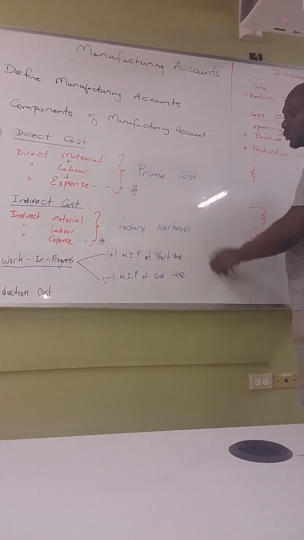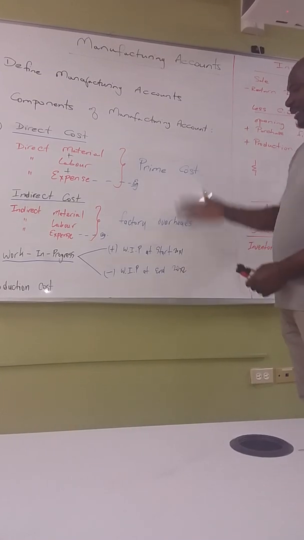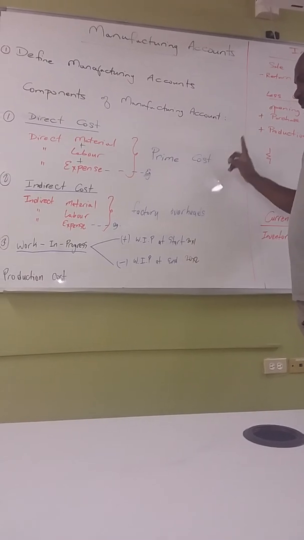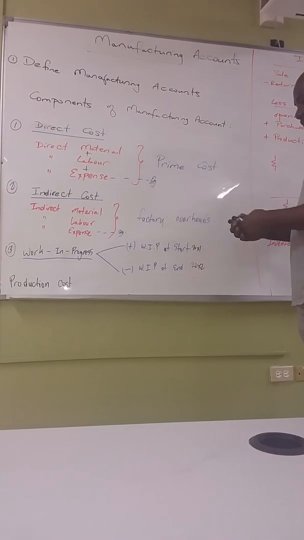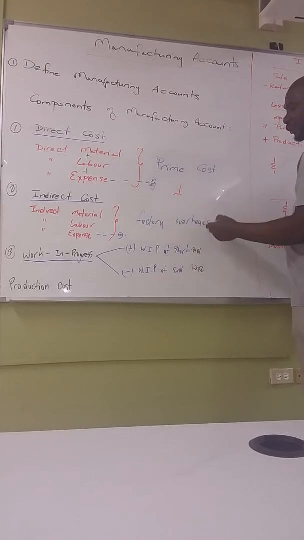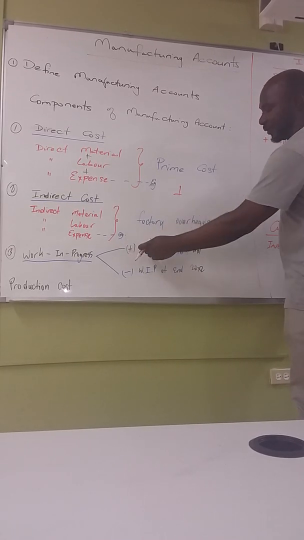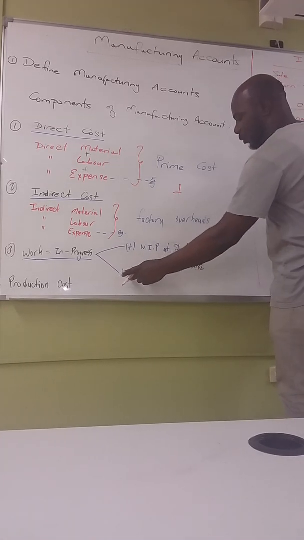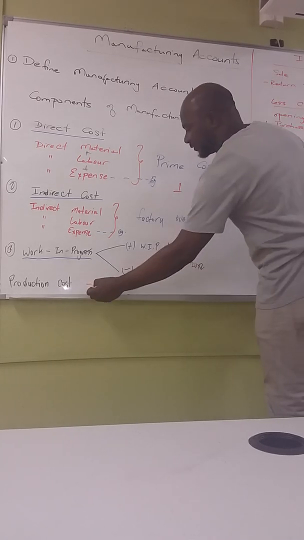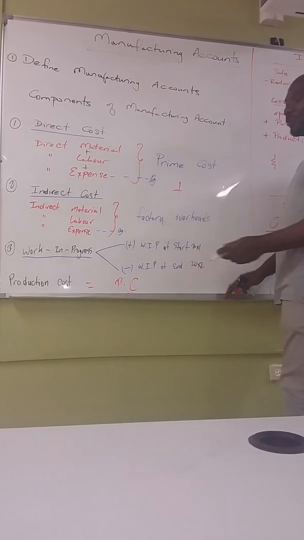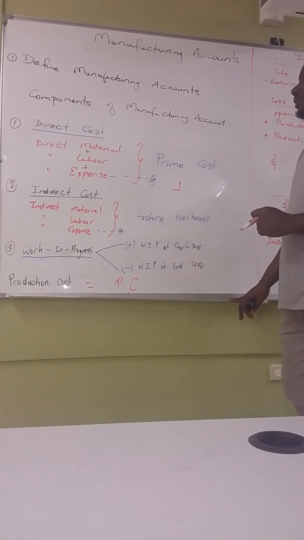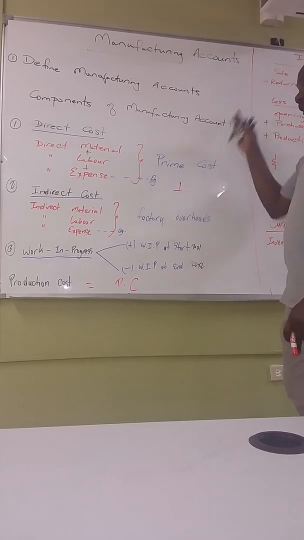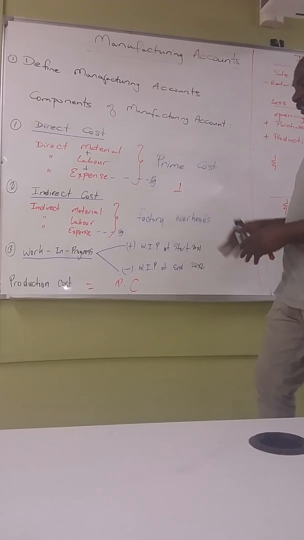Alright? Now once you do so, let us take it back from the top again. When you add your direct cost, that gives you your prime cost. Then you add your factory overheads. Then you add your work in progress at the start, and then you less your work in progress at the end, and that gives you your PC, which is your production cost. And that pretty much takes care of the manufacturing account.